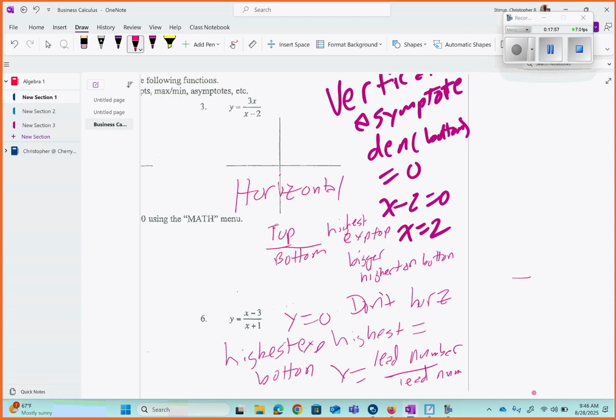Agree? If the highest exponents are equal, I take the lead number, which is a 3 on top, over the lead number on bottom. The number on bottom is a 1. So that means y equals 3 over 1, or y equals 3, is our horizontal asymptote.